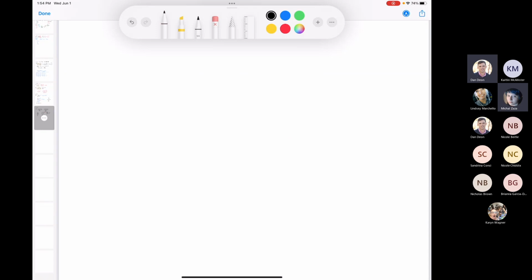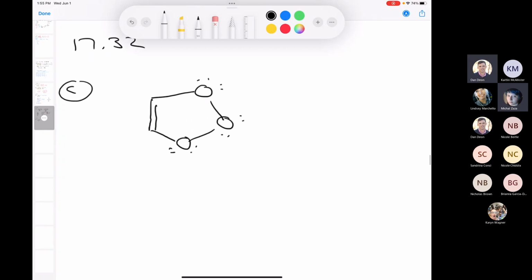Let's see. 7.32C is kind of a neat one. You've got this interesting ring here. You've got 3 oxygens in a row, with 3 lone pairs, like that. So is this aromatic, anti-aromatic, or non-aromatic? Well, let me guide you through this.